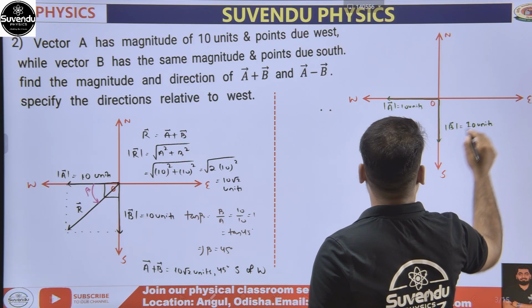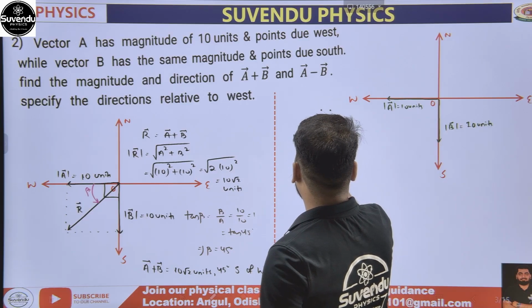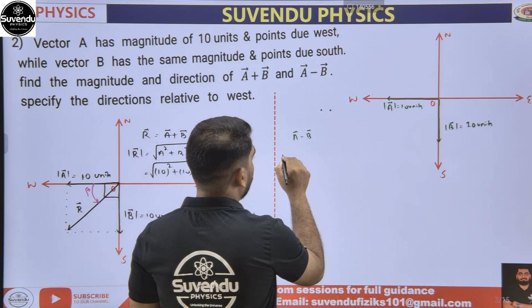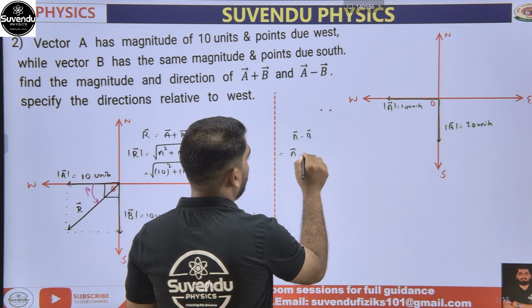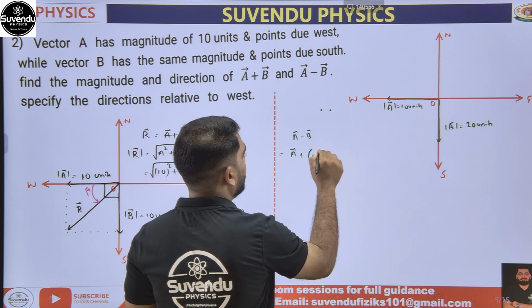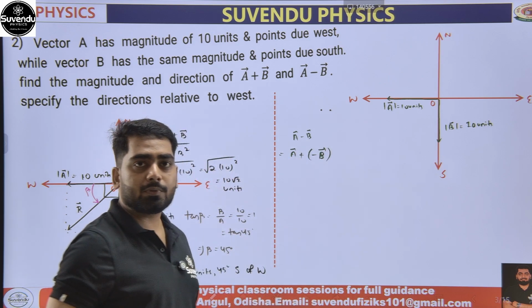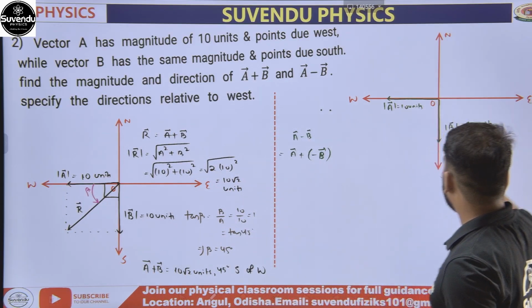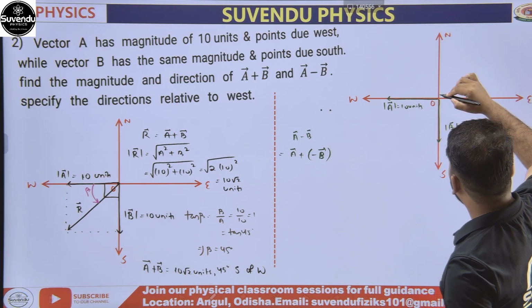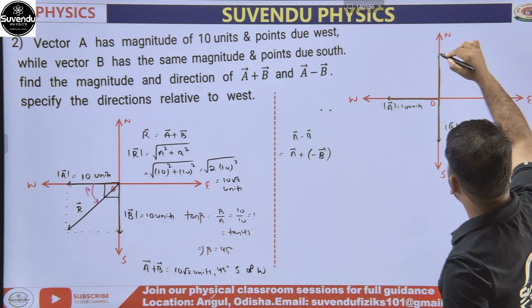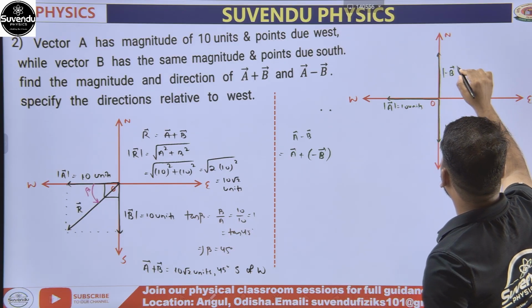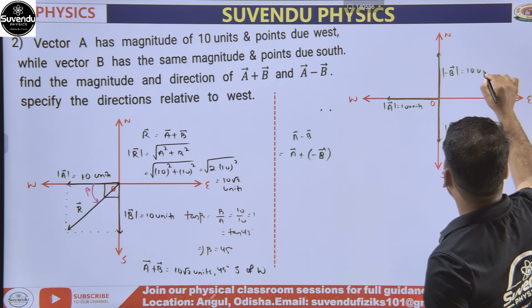A vector minus B vector is asked, and it can be written as A vector plus minus B vector. Clear? Minus B vector means the same magnitude but opposite direction. So this B vector is acting towards south, and the minus vector will be towards north. This will be our minus B vector, whose magnitude is also 10 units.